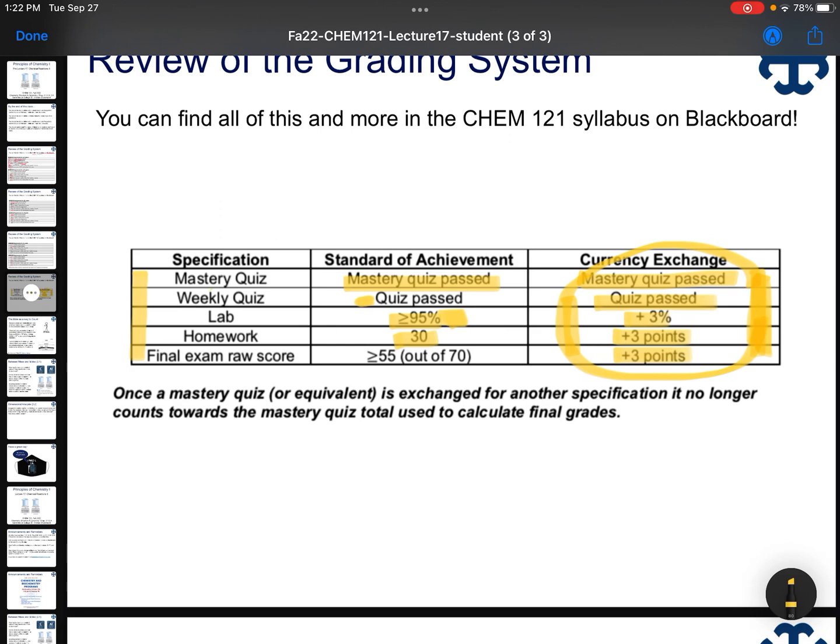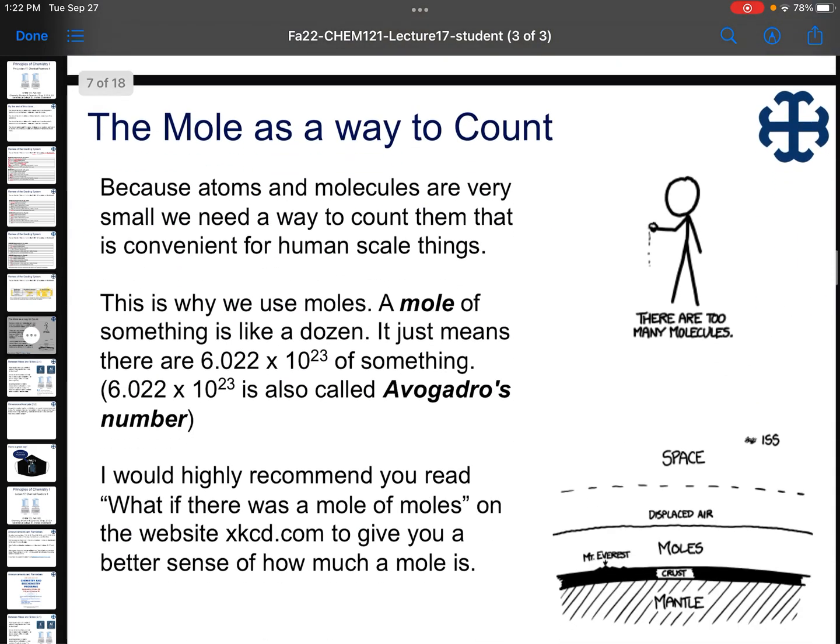Okay, and say you do super well in the final exam, that could also be exchanged for anything in this right column. Okay? All right, so hopefully that's helpful. If you have further questions on the grading system, of course, I'm happy to field them, so please let me know. And so with that, let's get into the chemistry.